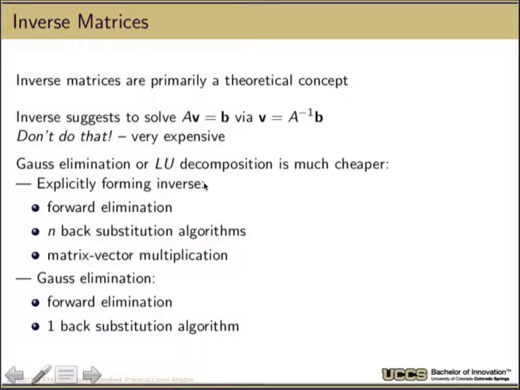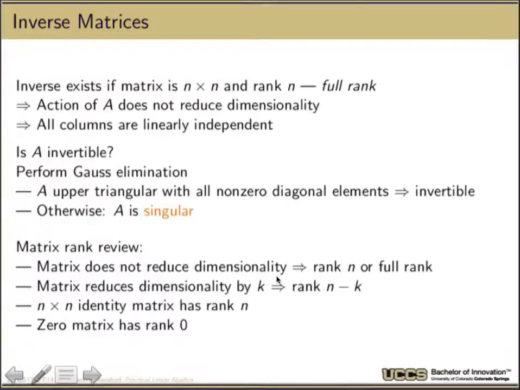Forming the explicit inverse, you can do it. You do forward elimination, you do n back substitution algorithms, and you get matrix vector multiplication. In fact, I can do the inverse by basically building a right-hand side for b. Instead of b, I can put 1, 0, 0, 0, 1, 0, 0, 0, 1. I can put all the primary unit vectors on the right-hand side and solve a whole bunch of equations. And then I can get the actual inverse. But it's expensive and numerically unstable, so just don't.